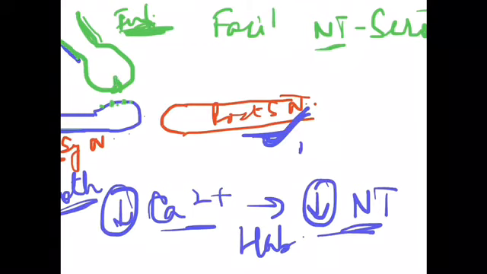Because of the release of the serotonin, it acts on these receptors. And what are these receptors? Because of the activation of this serotonergic receptor, there is an increase in the cyclic AMP. Increase in the cyclic AMP. What is it? It is the second messenger system.